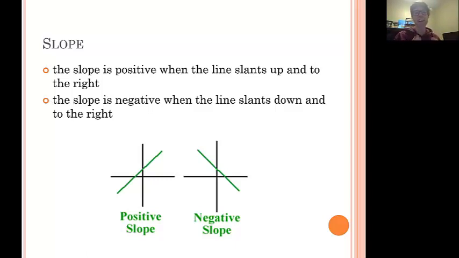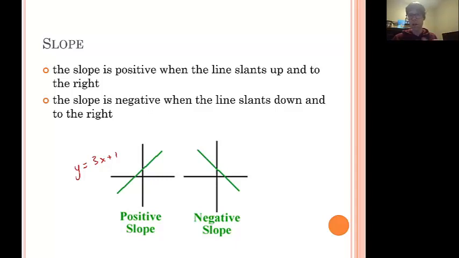So the main two kinds of relationships are that positive relationship or association where we have a slant upwards and to the right. This would indicate usually that we have a positive number in front of that x value. So I'm working with something like y equals positive number x plus some intercept number. So that would be an example of a line with a positive slope.